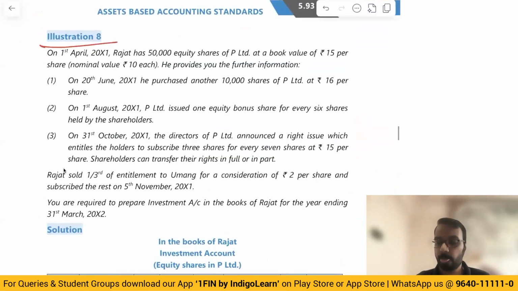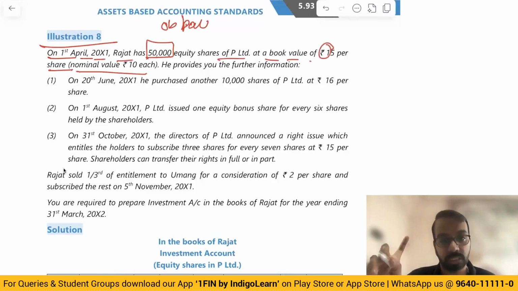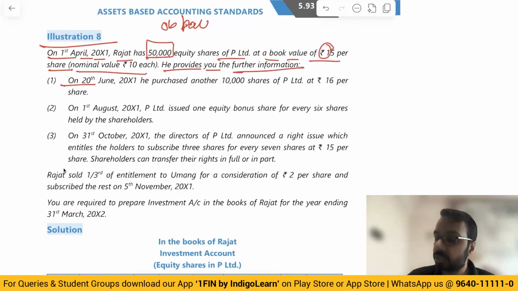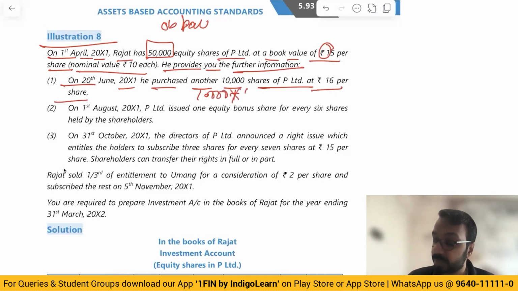Let's look at this one. On 1st of April of year 1, Rajat has 50,000 equity shares, this is the opening balance, of P Limited at a book value of 15 per share, nominal value 10. Book value of 15 means cost is 15, opening balance is 15. He provides you the following further information. On 20th June of year 1, he purchased another 10,000 shares of P Limited at 16 per share. So this is the fresh purchase. That is 10,000 into 16.